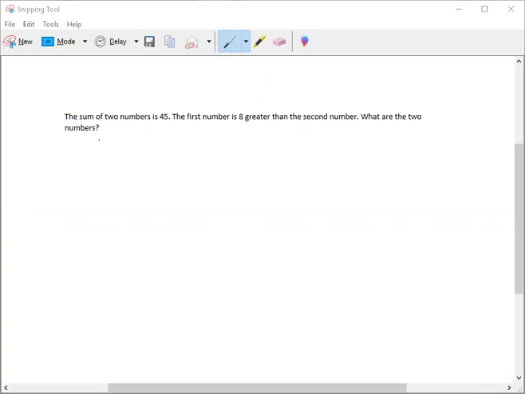The sum, we know we're going to add, of two numbers, so they're unknown. I can make them x and y. I can make them a and b. This time, let's make them a and b. The first number and the second number is, that gives us our equals 45. So we kind of check that. We have a sum. We've got an equals. Great. That's our first equation.